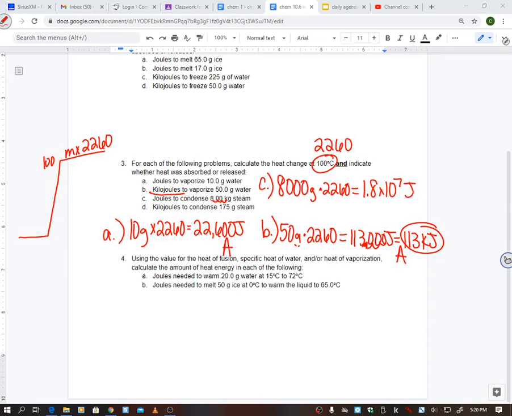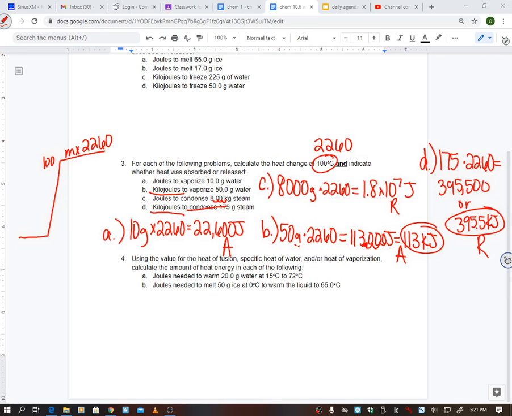And we are condensing, which means that it's like when you're in a steamy shower and it's gas and it hits the cold mirror and it condenses to form water. So that's what's happening here. So you are releasing energy, you're getting colder. Now then D, we have 175 times 2,260, and that is going to give you 395,500 or 395.5 kilojoules. Because that's what they're asking for, kilojoules. Once again, this is condensing, so it is releasing that energy.